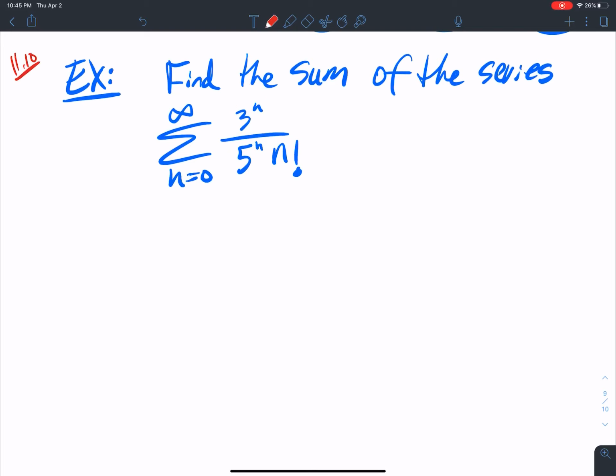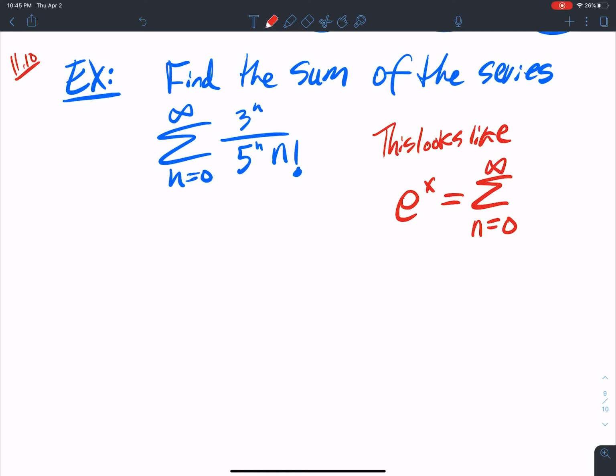So when I see that, I think, this kind of looks like e to the x. How do I mean? Remember, e to the x, this is that power series. You're looking at your list to see if this matches anything you've got, right? This is the sum from 0 to infinity of x to the n over n factorial. So how do I make that look like e to the x?